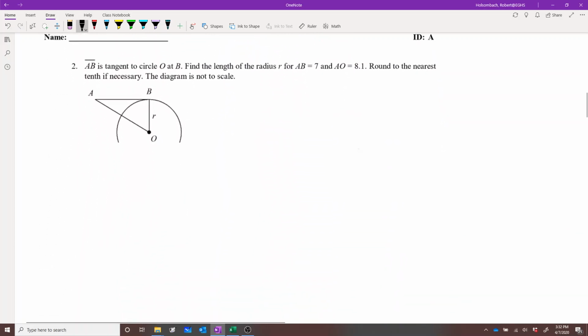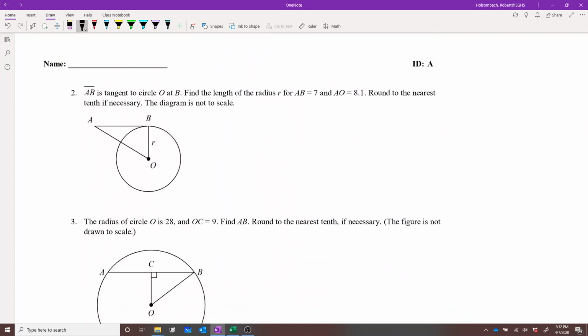Alright, number 2 in this short answer. AB is tangent to circle O at point B. Find the length of the radius R for AB equals 7 and A to O equals 8.1. Round to the nearest tenth if necessary. So what we're trying to find here, find the length of the radius R, we're looking for this piece right here.